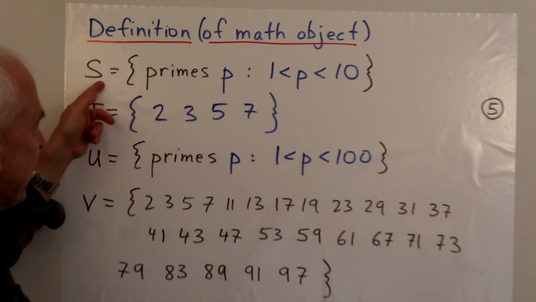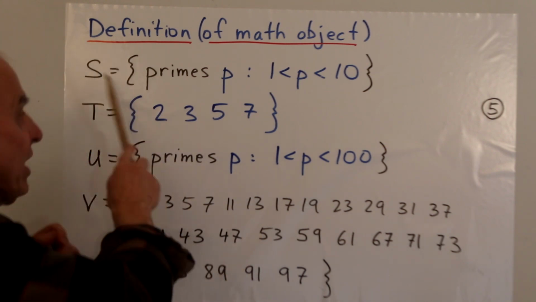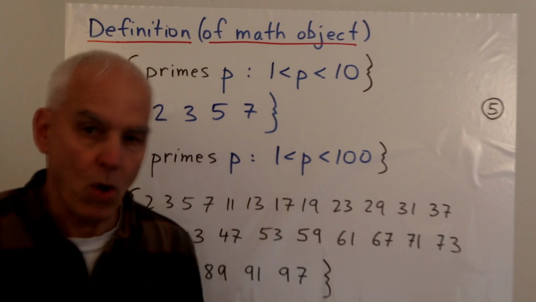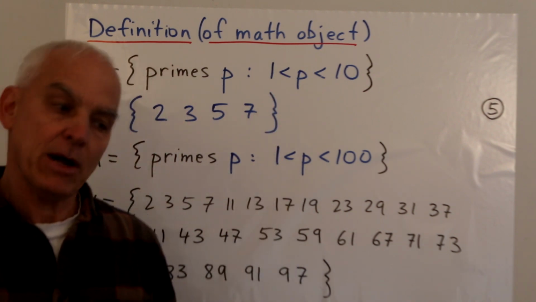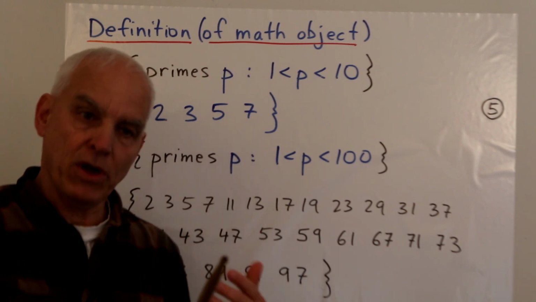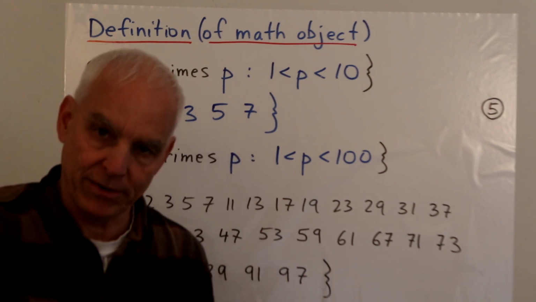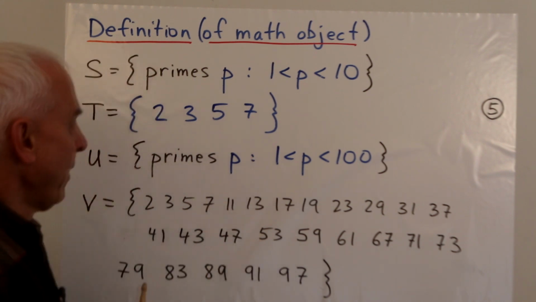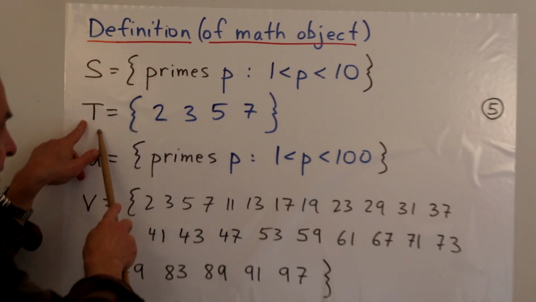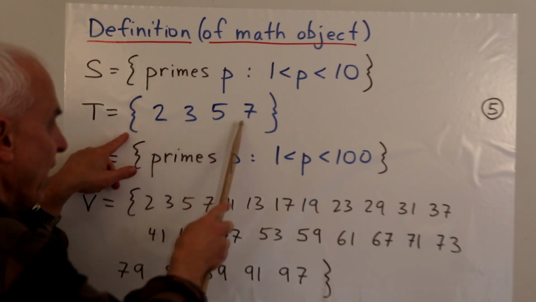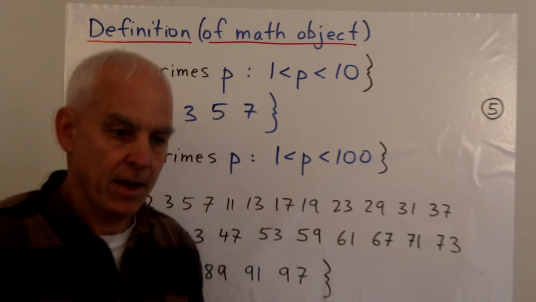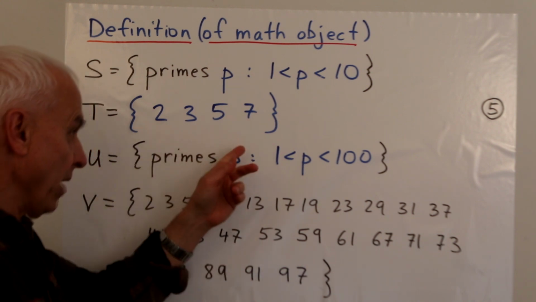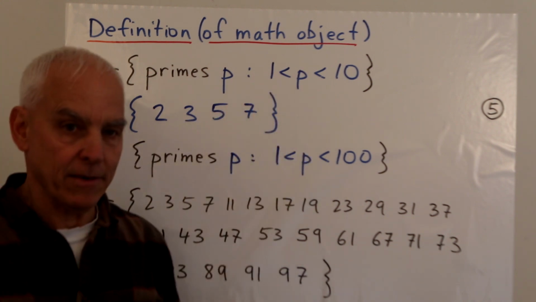Consider this set S. Here's S equals the set of primes P such that P is between 1 and 10. So I would say that's a definition, which is really a description. So it's a descriptional definition. Here's another set, T. It's given by the set {2, 3, 5, 7}. Now these are all also primes, and in fact these are the primes between 1 and 10.